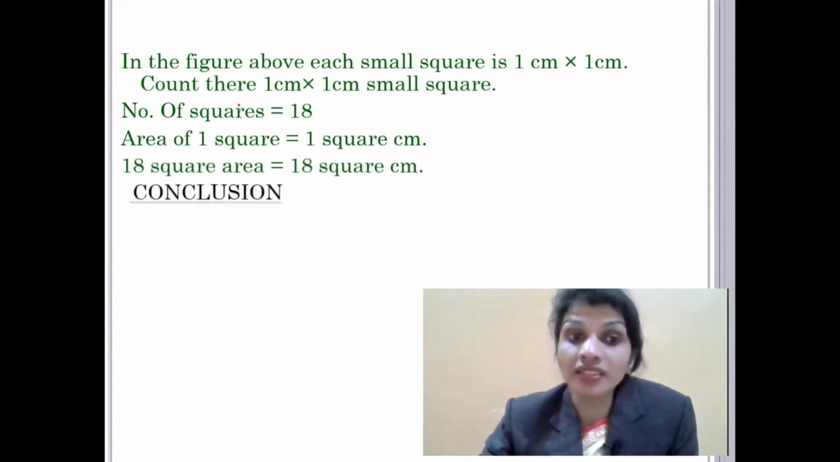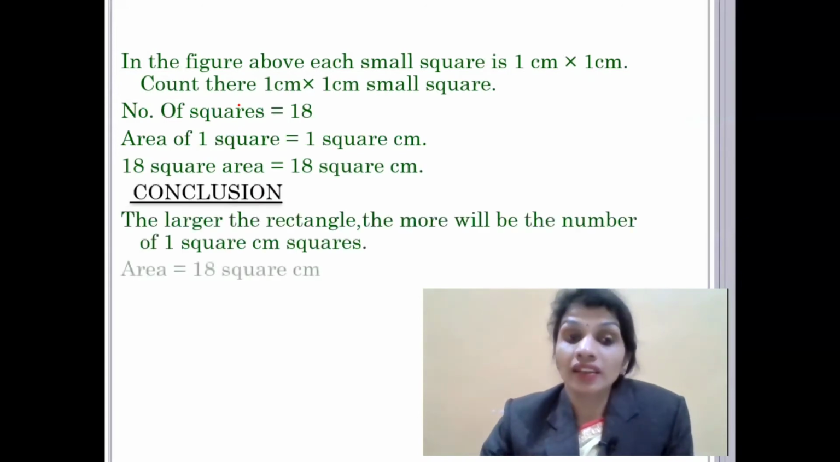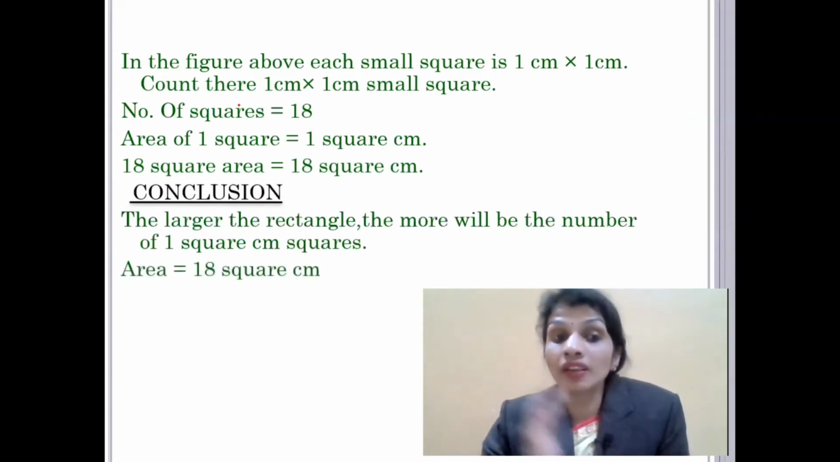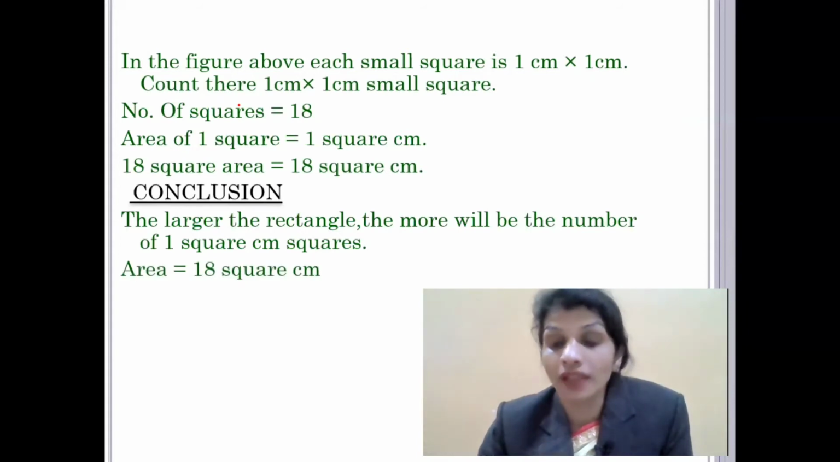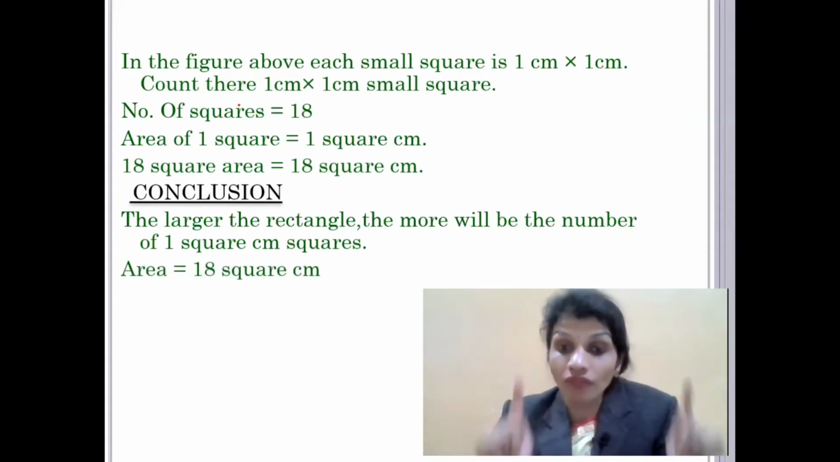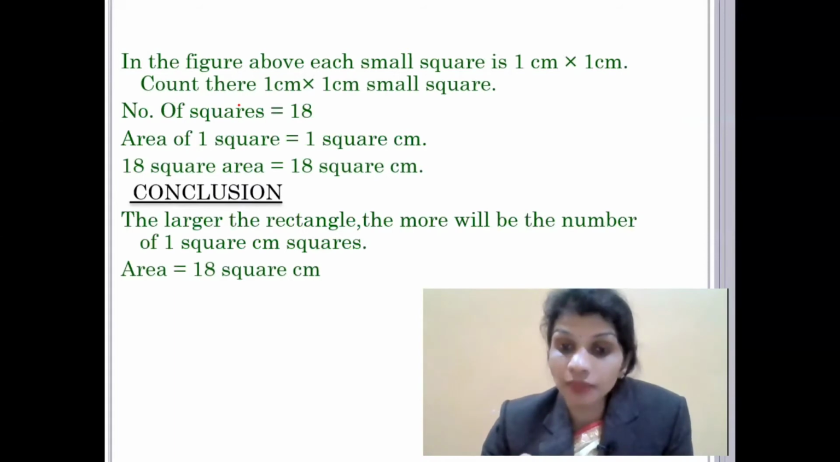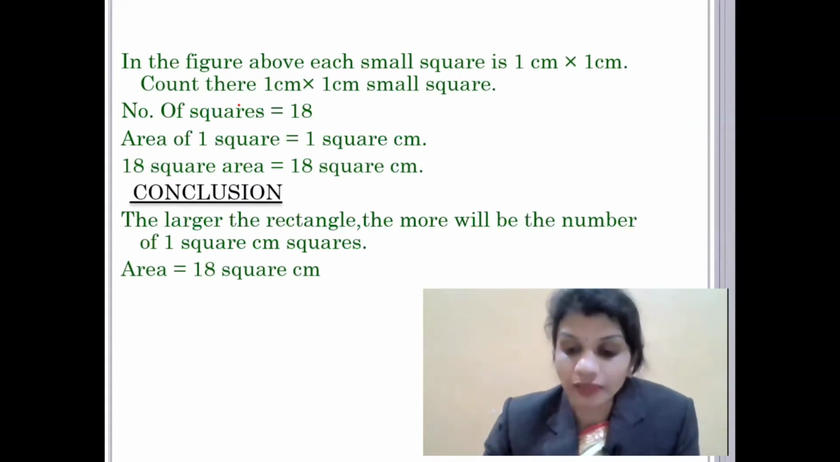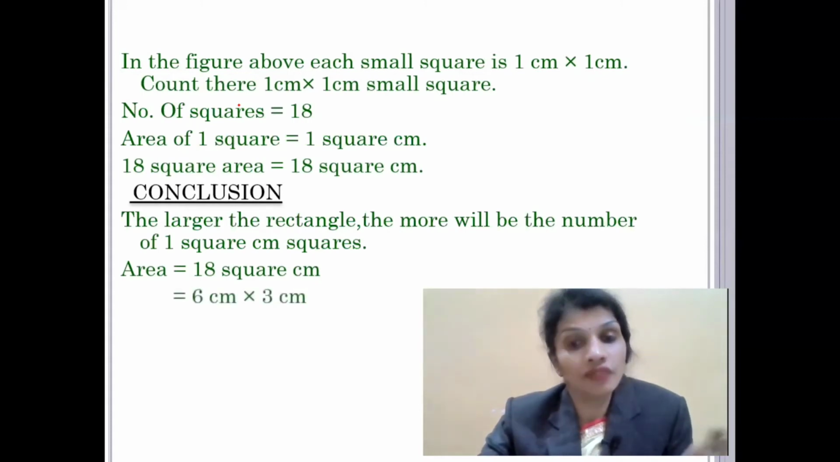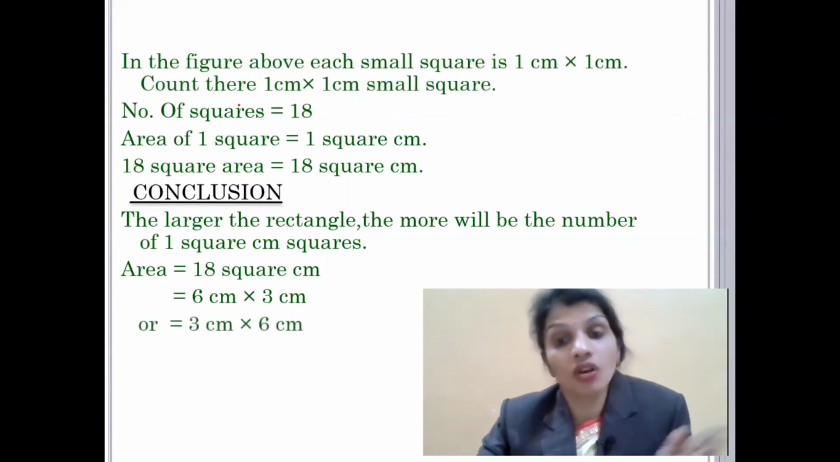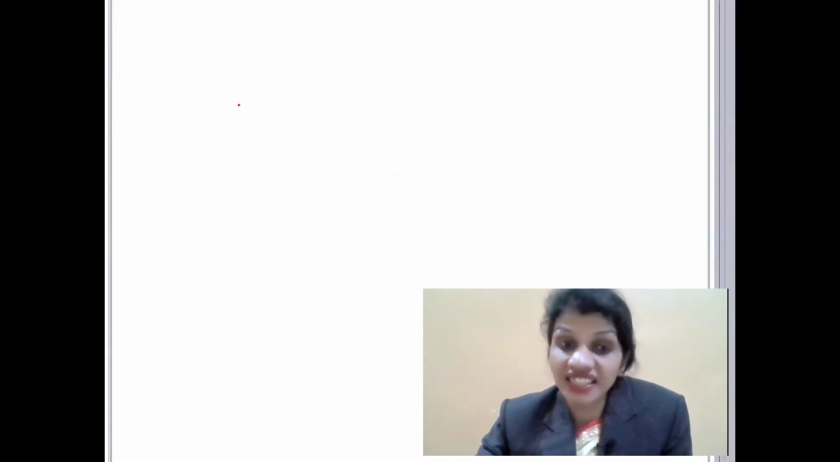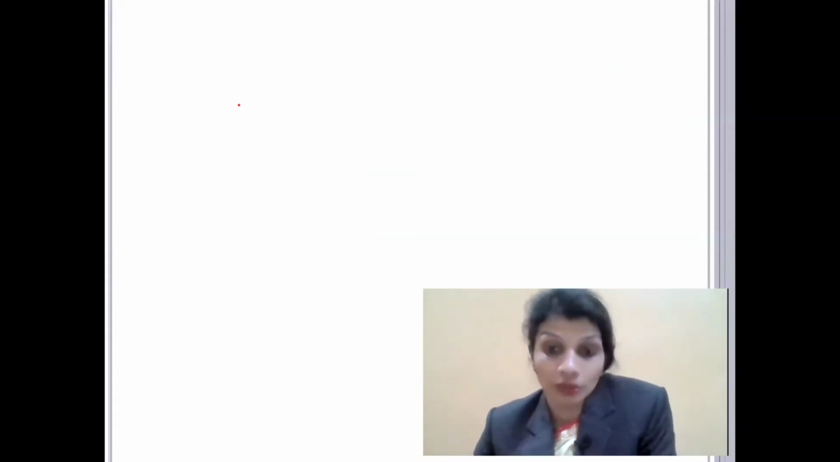Now the conclusion is, what we can say, the larger the rectangle, the more will be the number of 1 square centimeter squares. So we can say that the area of a rectangle whose length is 6 centimeter and breadth is 3 centimeter is 18 square centimeter. Here the length was 6 and the breadth was 3 centimeter. Or you can write 3 into 6 or 6 into 3. It means the same. I hope you have understood how the area of a rectangle is equal to length into breadth.